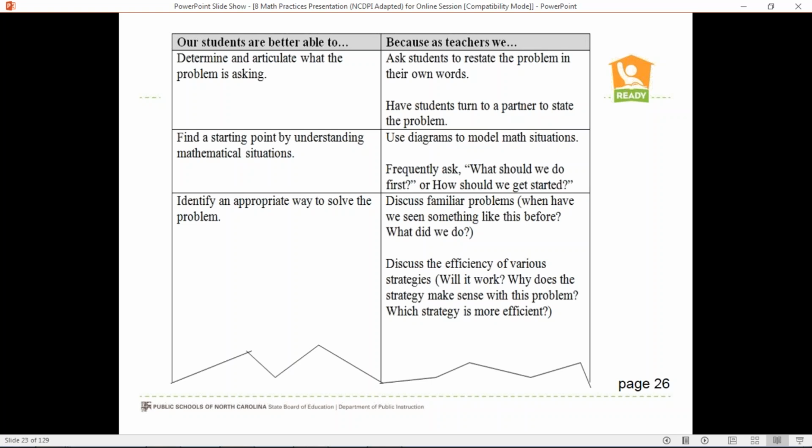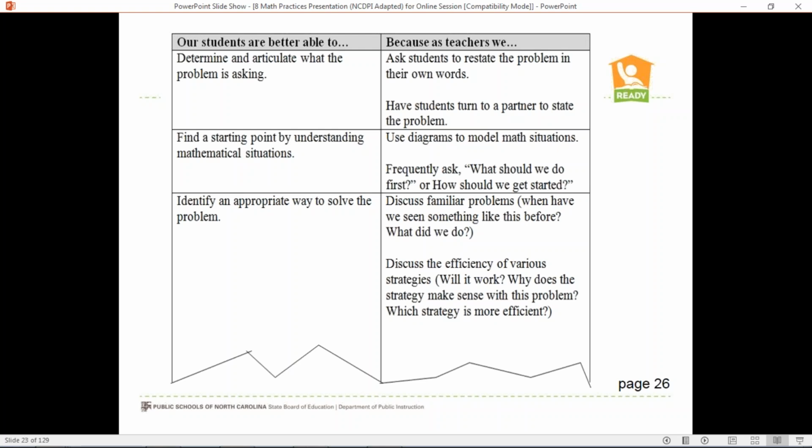We as teachers are going to ask students to restate problems. We're going to have them turn to their partner. And by doing those actions first, and again, we're still going to get into solving the problem, but by asking kids to restate, by asking kids to do those think, pair, shares, to talk to a partner, we're really helping them realize that they are responsible for, and that they can articulate what a problem is asking.